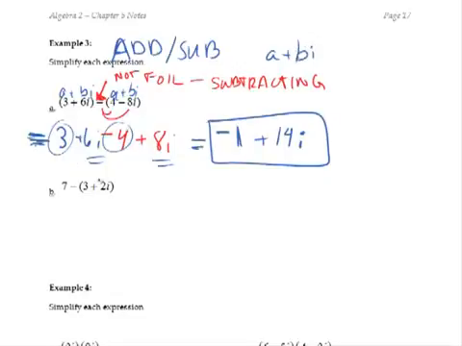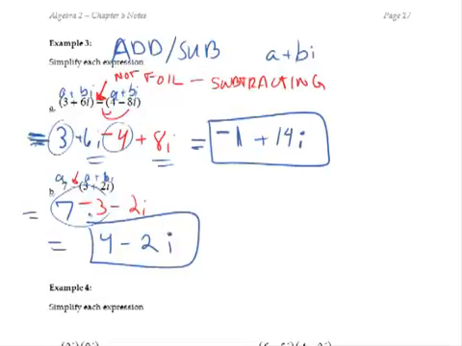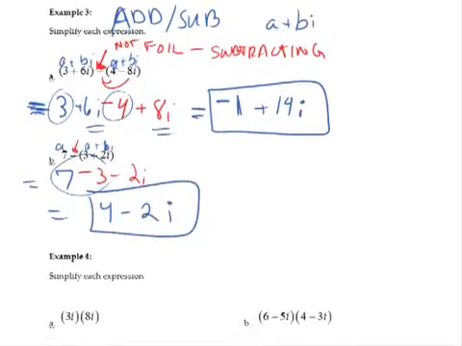Second example here. This is my a plus bi number. This is an example where there's the a, but there is no bi. It's plus 0i. That's okay. Same thing, we're still subtracting with this little symbol here. So distribute that, we get negative 3, negative 2i. So 7 minus 3 minus 2i. Combine like terms, so we get 4 minus 2i. Alright, that's adding and subtracting.